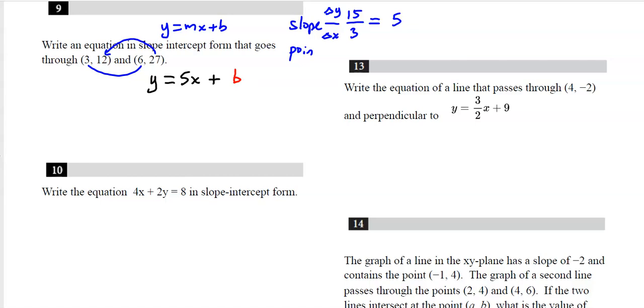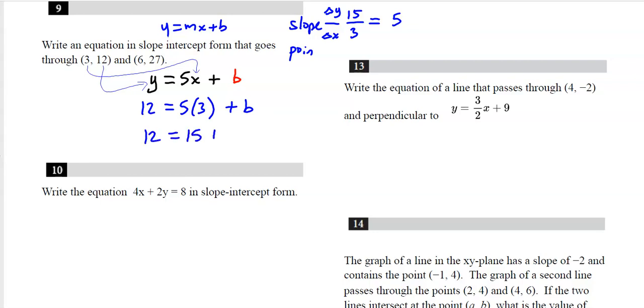And what we're going to do is plug in either point, whichever one we want. I'm going to plug in the 3 and the 12. So I'm going to go back here, and plug in the 3 right there, and the 12 right here. And I'm going to get 12 equals 5 times 3 plus b. 12 is 15 plus b. So it looks like b is negative 3. So then I can go back up to my equation and say, hey, you're not plus b, you are minus 3. And there we go. There's my equation in slope-intercept form.